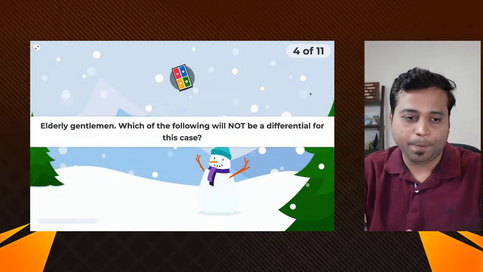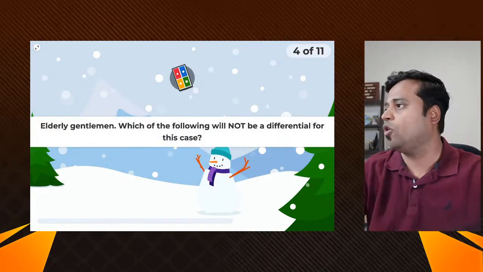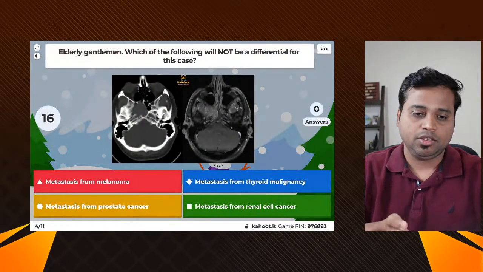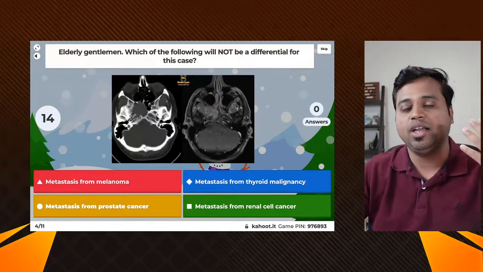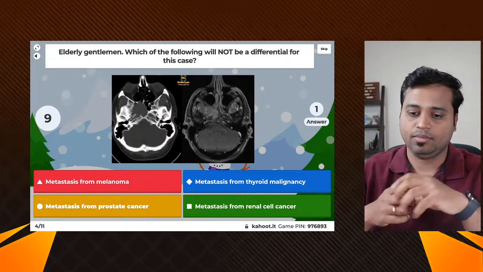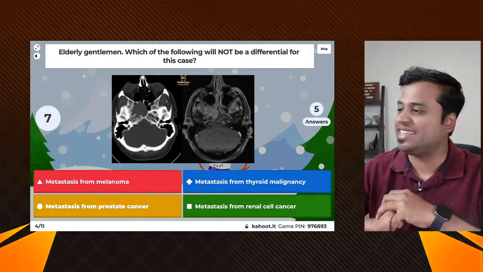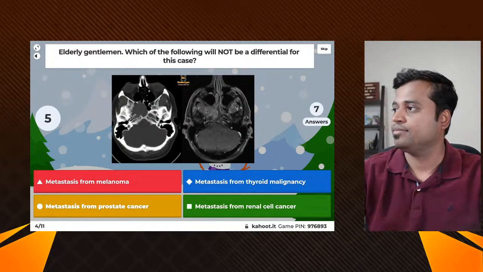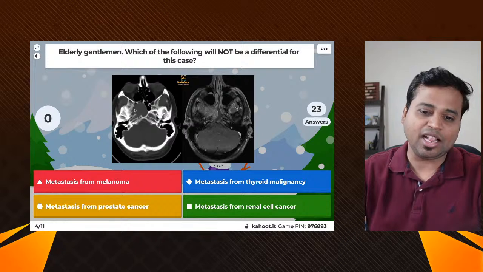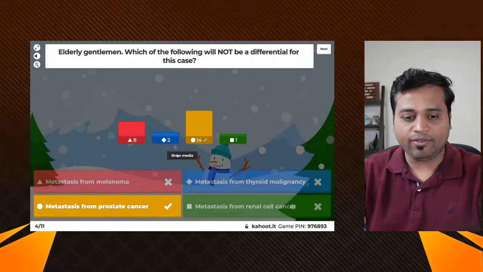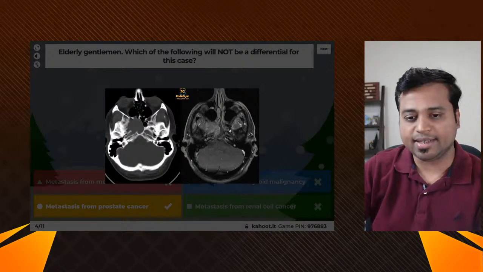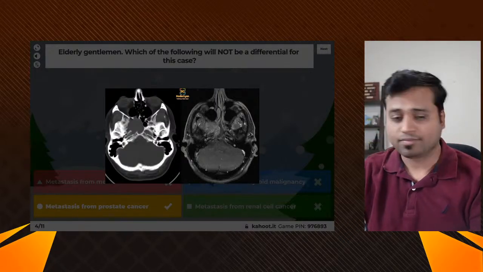Okay. Elderly gentleman, which of the following is not a differential for this case? This patient presented with right-sided facial numbness. Which of the following will not give this kind of imaging appearance? We see a lytic lesion involving the skull base on the right. We have CT and MR images. CT in the bone window, and this is MR post-contrast.